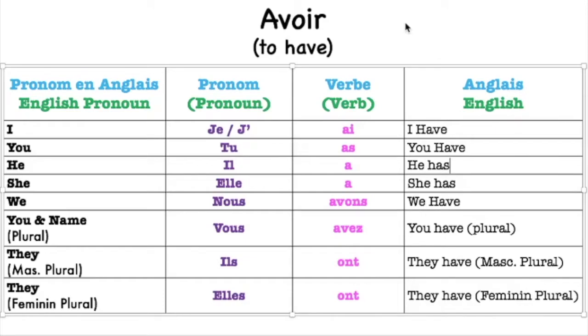As we learn more verbs, there's certain patterns that you can use to help you just conjugate, and you really only have to memorize a couple different endings. But in the case of avoir, you've just got to memorize this one.